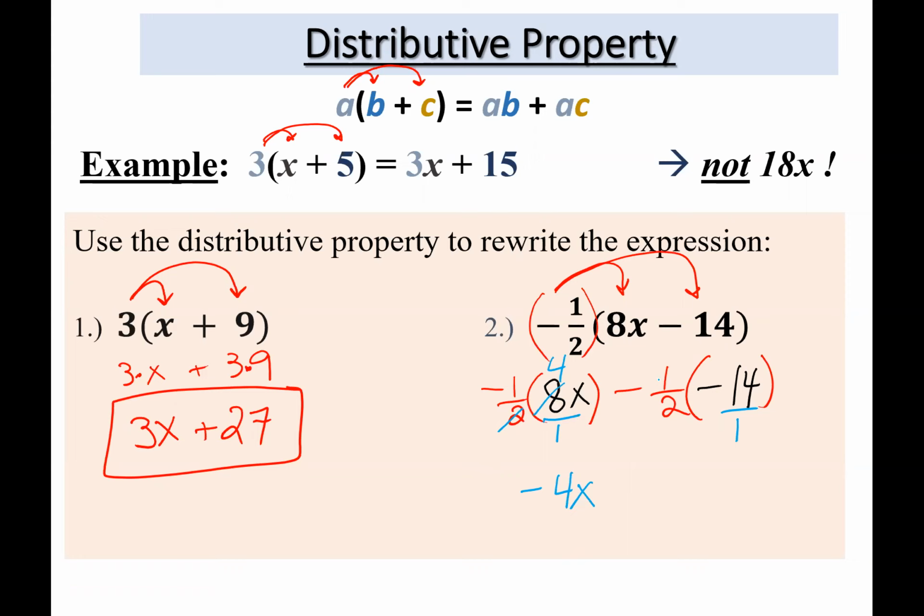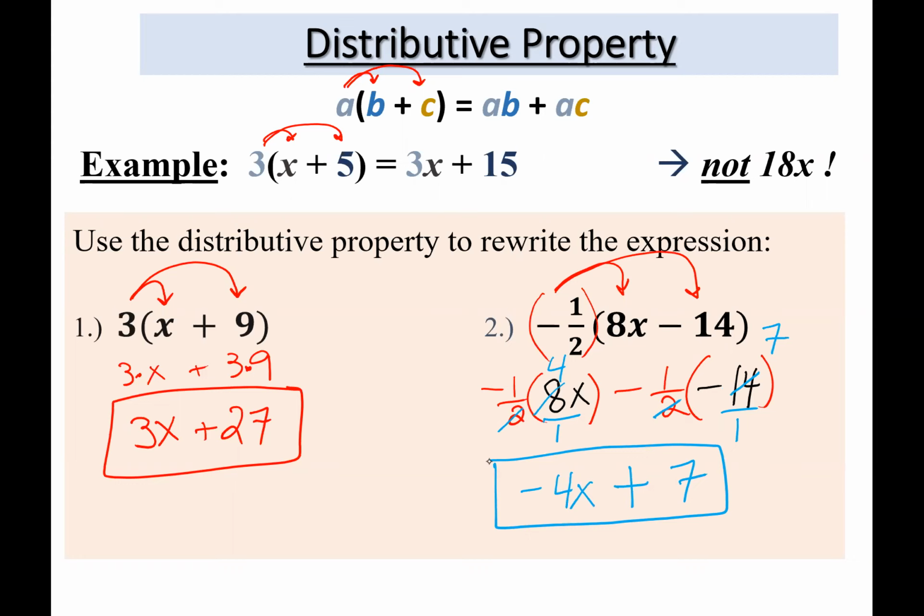Moving on to the second term, negative times negative is positive, so I'll write a plus sign. 1/2 times 14 over 1, just like the previous term, I can reduce because 14 divided by 2 is 7. This just becomes plus 7. Half of 14 is 7. I mean it's 7 over 1, but we just write 7 in our final answer. So the full final answer here is negative 4x plus 7.